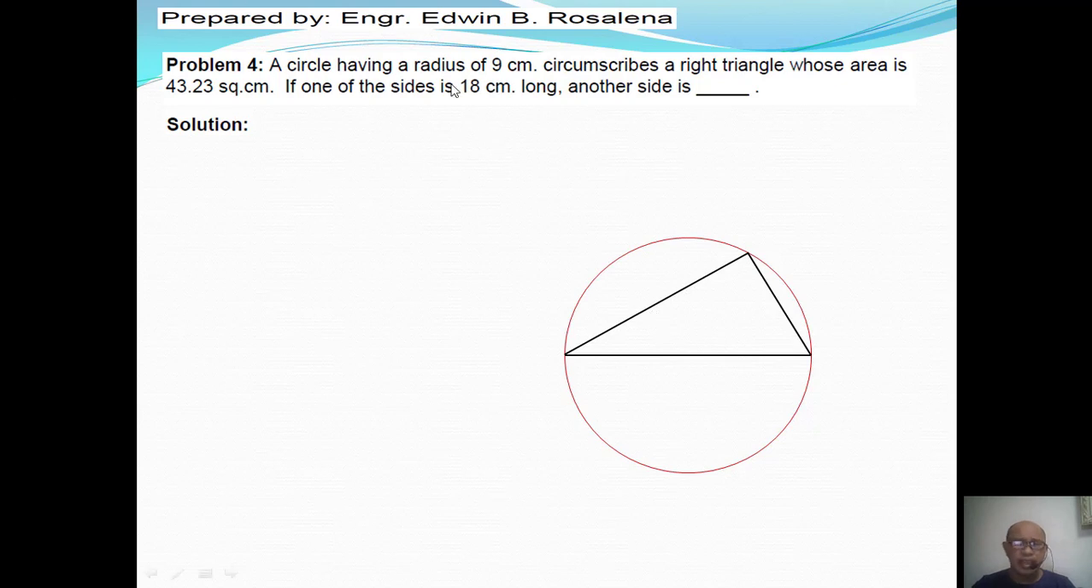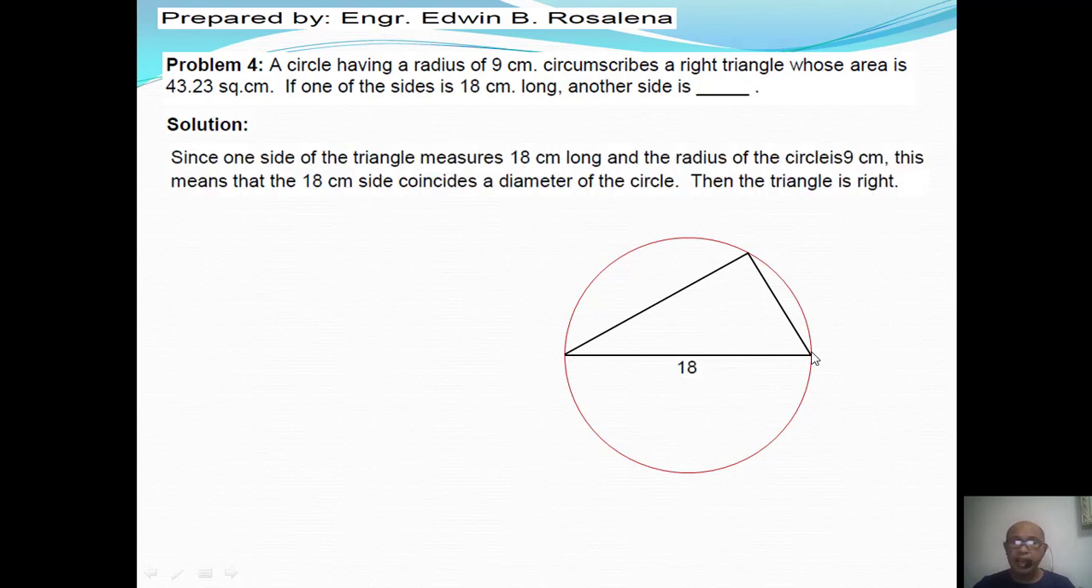Now, notice that the circle has a radius of 9 and one of the sides of the triangle is 18. So, what can we get from that? The circle has a radius of 9 and the given side is 18. So meaning, twice the radius is the diameter. So the diameter of the circumscribed circle is also 18. So meaning, when we draw the triangle, this given side which is 18 coincides with a diameter. So this is a diameter, and this measures 18. And this is a right angle here, because we know an angle inscribed in a semicircle is a right angle. Okay, so that is 90.